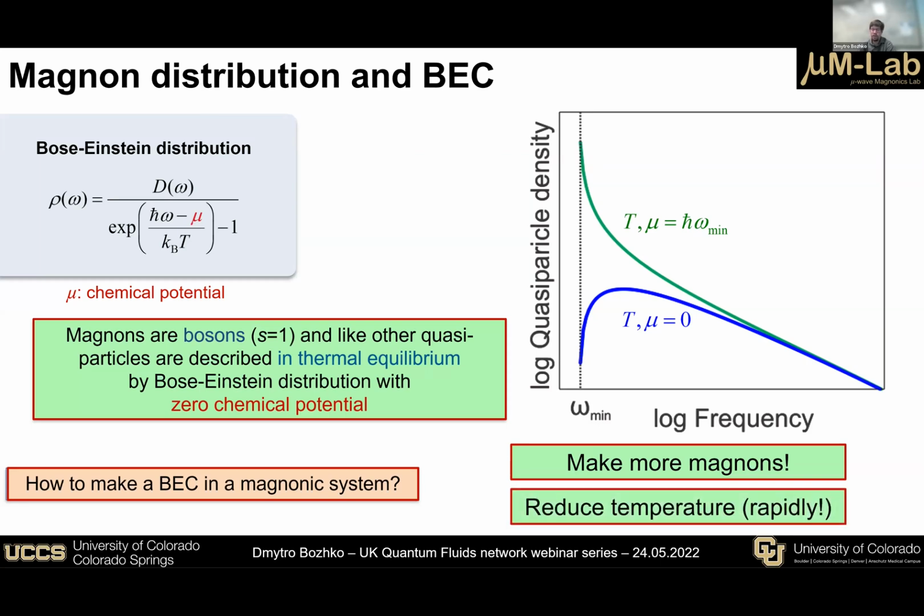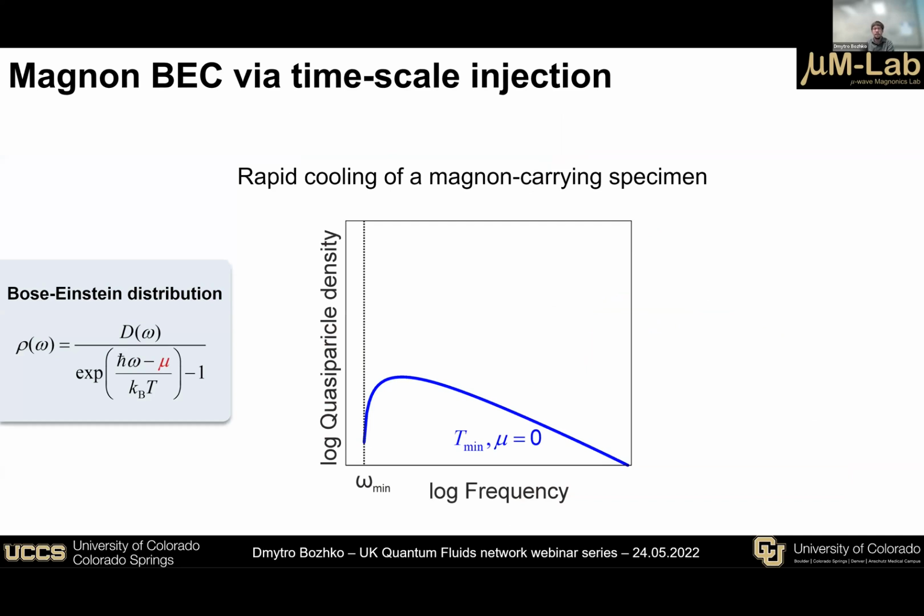Can we do this differently? Yes, the answer is yes. We recently discovered that we can actually get a magnon condensate also by doing rapid reduction of the temperature, on scales much faster than the relaxation rate. So let me quickly describe how it works.